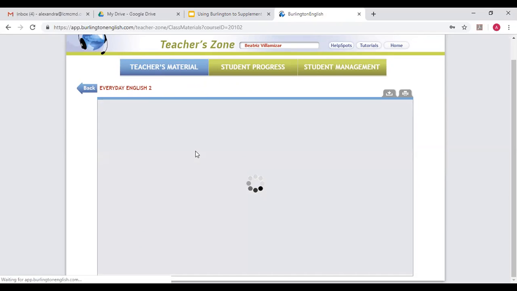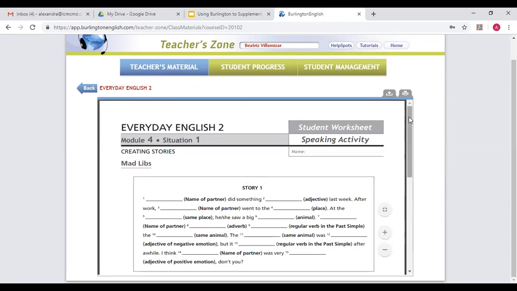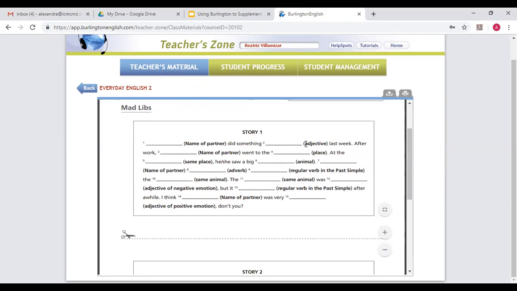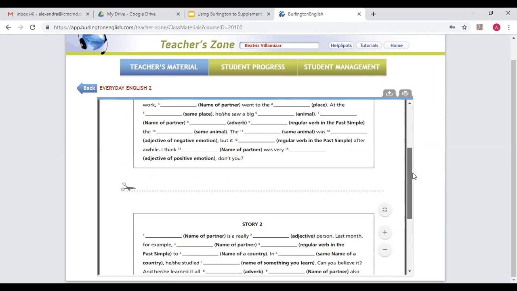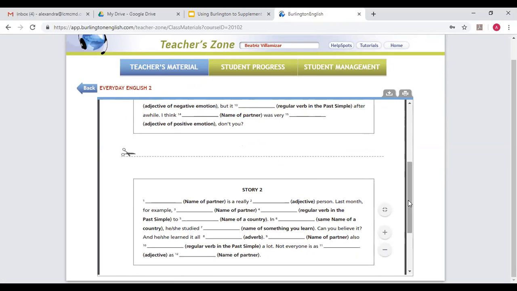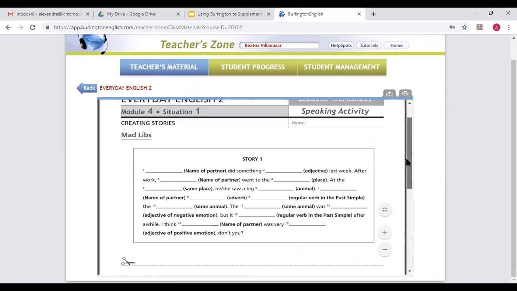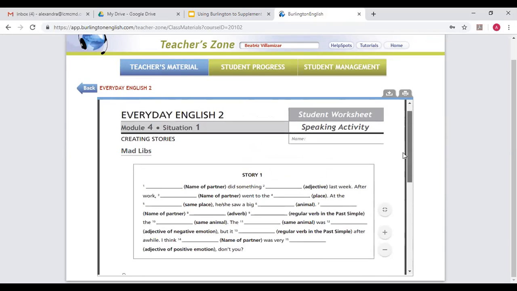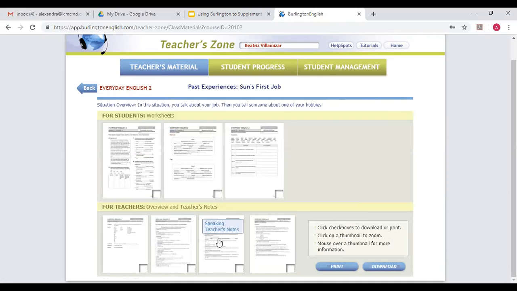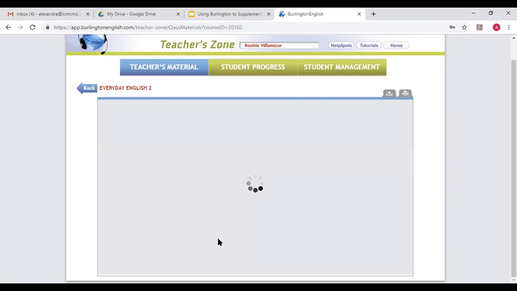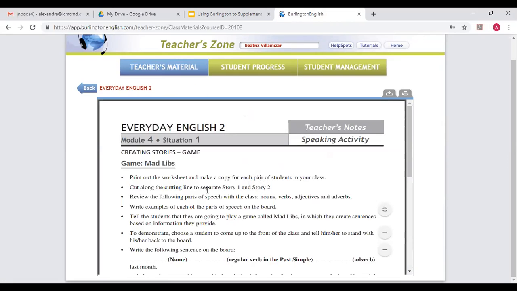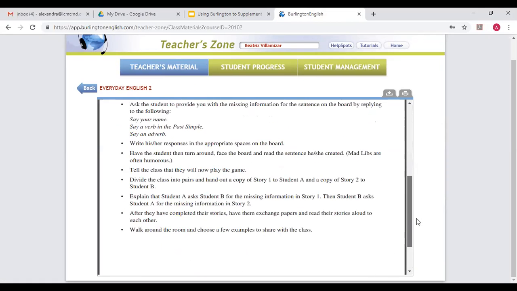So here you have a speaking exercise. This is the one that you will give to your students, so they will complete it. You have two different stories, and it will be divided, so you have to give it to two students. And how am I going to use this activity? I will refer to my teacher's notes. So here it tells me that I will print out the worksheet and make a copy for each pair of students in my class. I will cut the paper, okay, write examples. So here you know what you have to do.